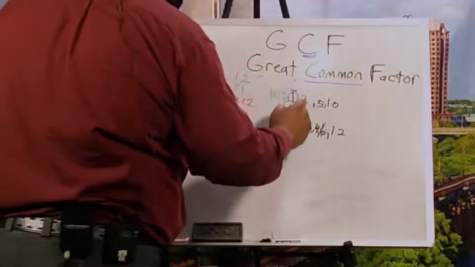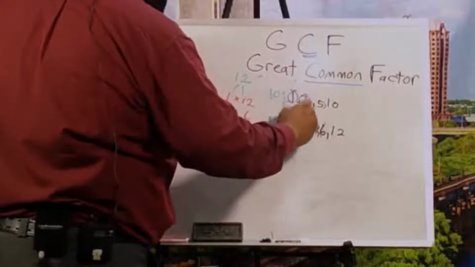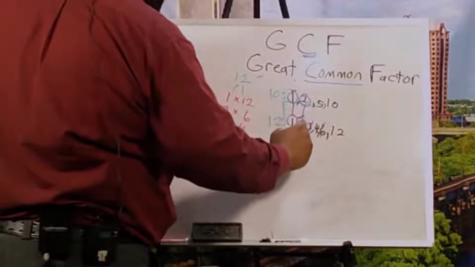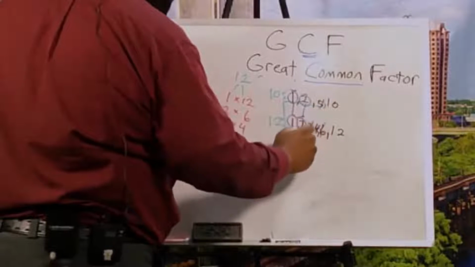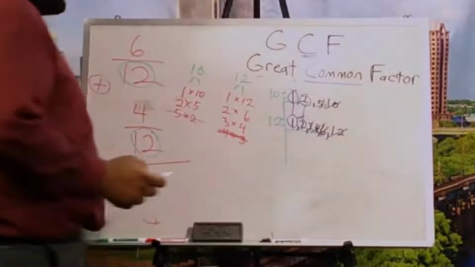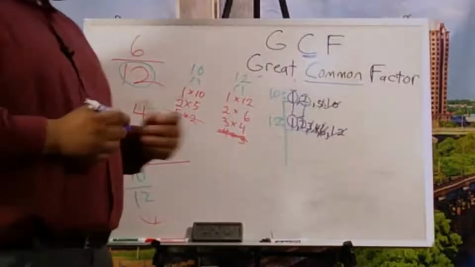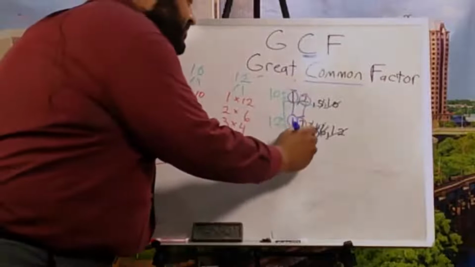A 1 and a 1. Check. They both have a 2. Check. They don't have a 3 together. They don't have a 5 together. They don't have a 4 together. They don't have a 6 together. They have a 10 together. They don't have a 12 together. So guess what, folks? The greatest common factor here would be the 2.